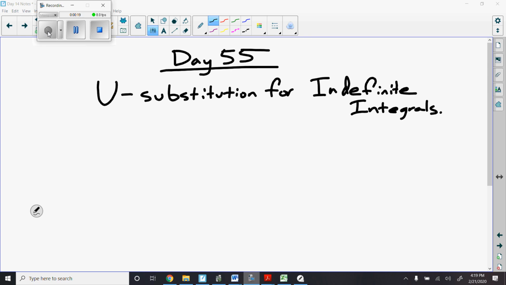Today we're looking at a way to solve more difficult integrals. We're specifically looking at indefinite integrals today. And it's a method called u-substitution.